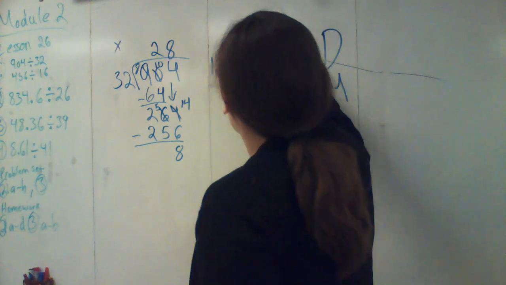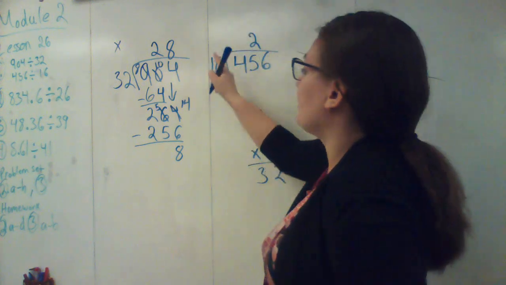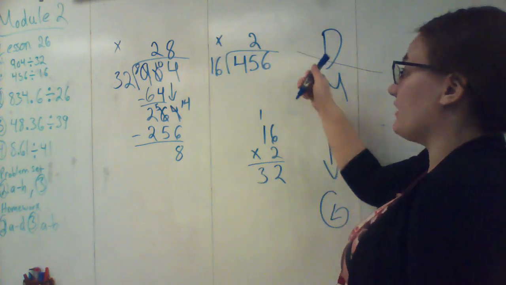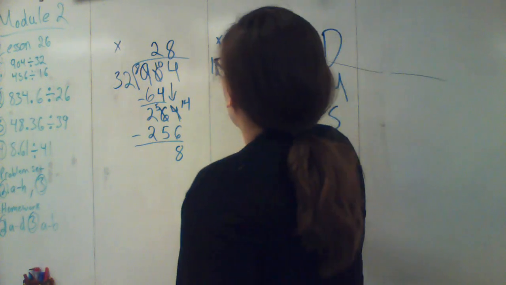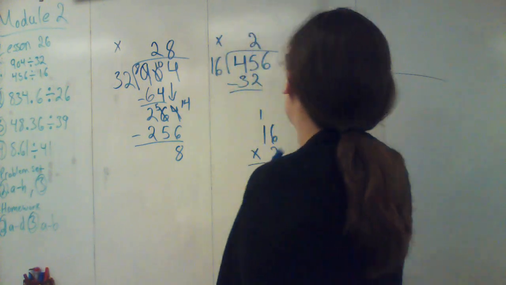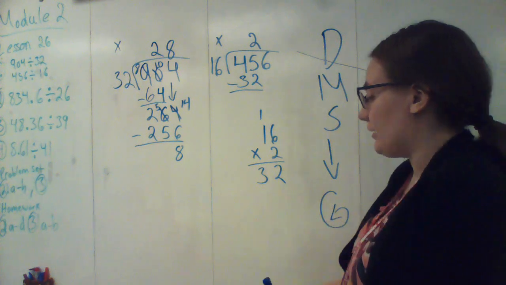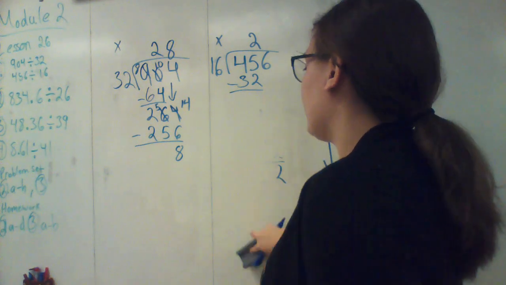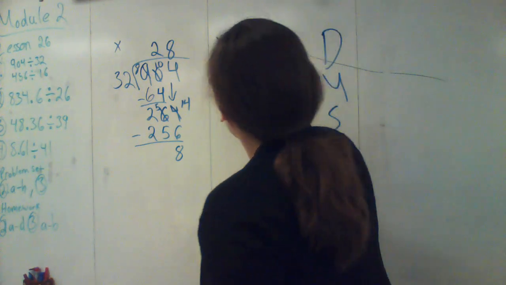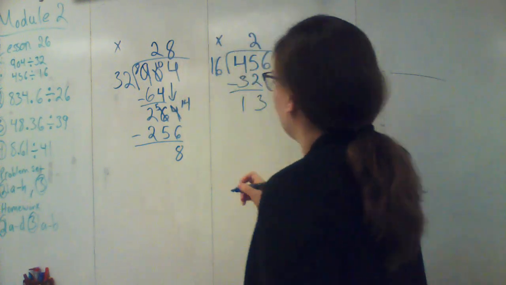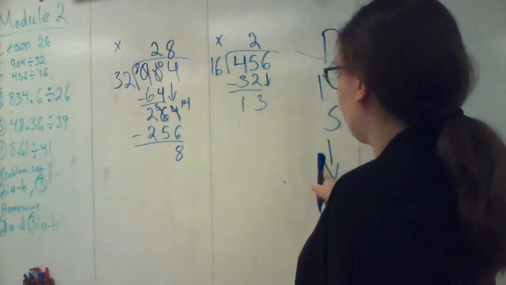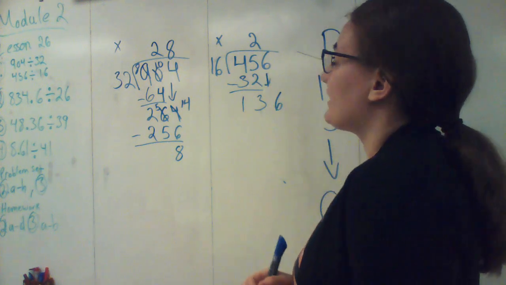So I'm going to try that number up here at the top. So we're going to do 16 times 2. So I finished my divide step. I'm about to do my multiply step. So I have 32 there. And now I can do my subtraction step. So 5 minus 2 is 3. And then 4 minus 3 is 1. And then I bring down 5, 6 left.